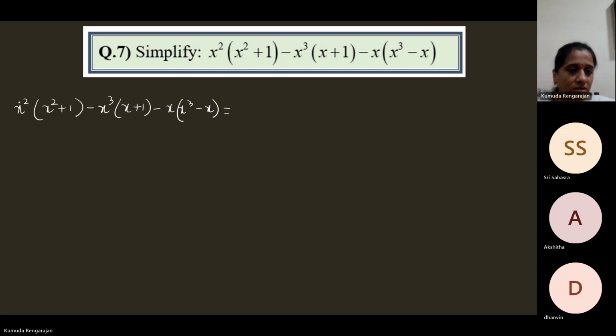Okay. Multiply this and this. Correct? Multiply this. What do you get? Try this, children. Let me see what you've understood. Try this. Akshita.